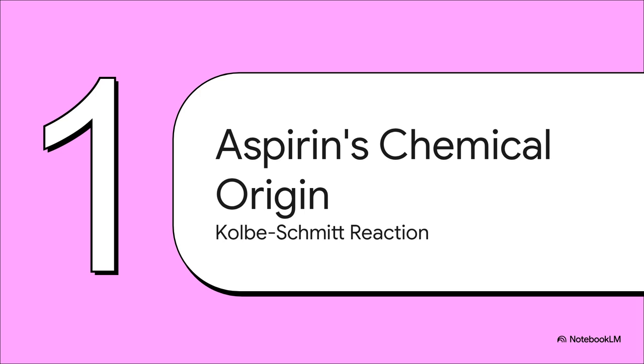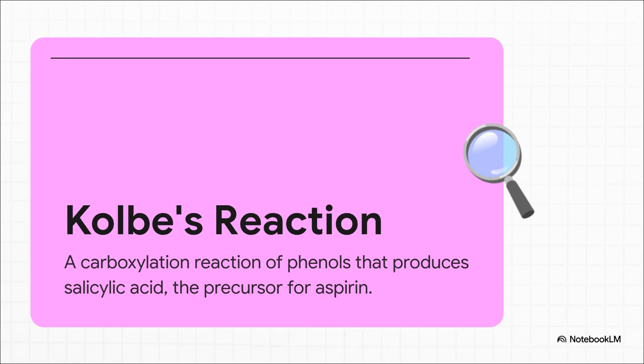So, we're talking about the Kolbe reaction, or as you'll also see it called, the Kolbe-Schmidt reaction. This is the industrial powerhouse that really kicks off the entire aspirin manufacturing process. Okay, let's break that down. What is this thing exactly? Well, in pretty simple terms, it's a carboxylation reaction. That's just a fancy way of saying its whole job is to add a specific group of atoms, a carboxyl group, onto another molecule. In this case, it skillfully attaches that group to phenol, and the whole point of this really elegant move is to produce one critical compound, salicylic acid.